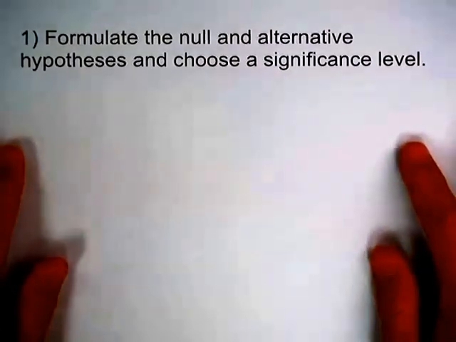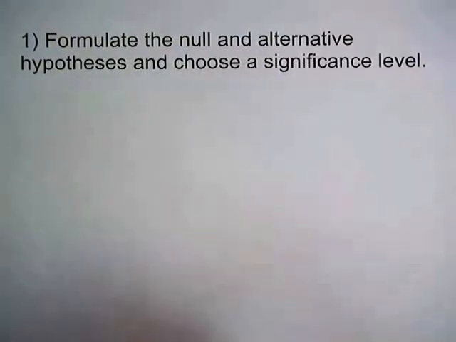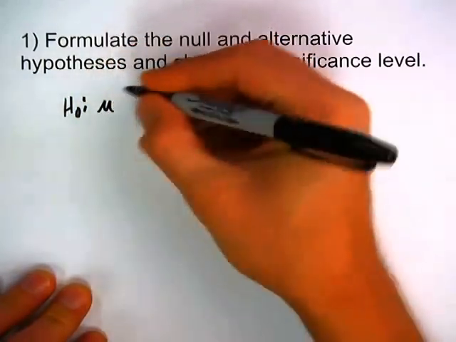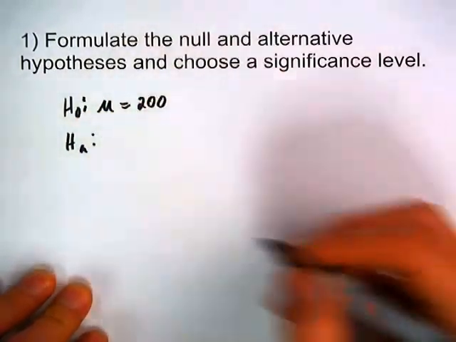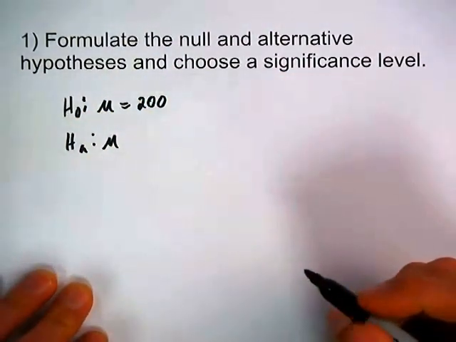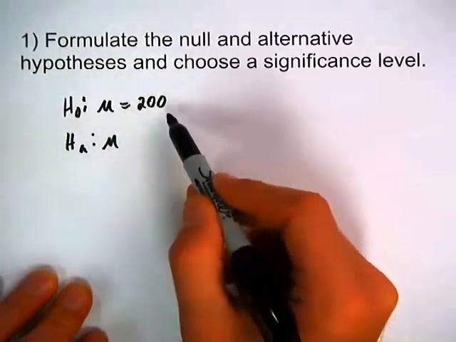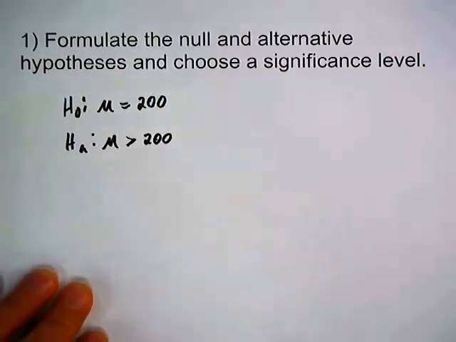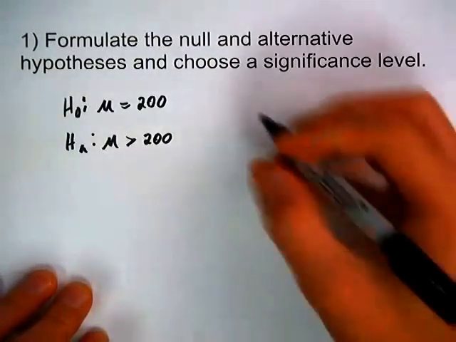We want our null and alternative hypotheses, and we also want to choose a significance level. Our null hypothesis is that mu equals 200. And our alternate hypothesis is, remember that we were trying to show whether there is significant evidence that the average is more than 200 milligrams. So my alternate hypothesis is mu greater than 200. Now I want to choose a significance level. Remember, your significance level is also the probability of making a type 1 error.